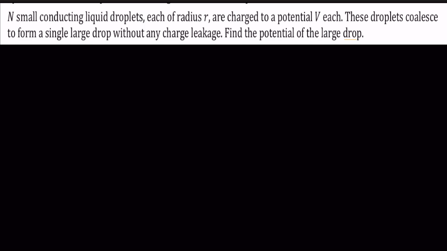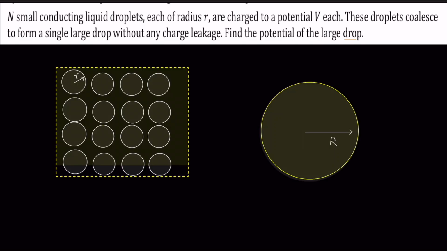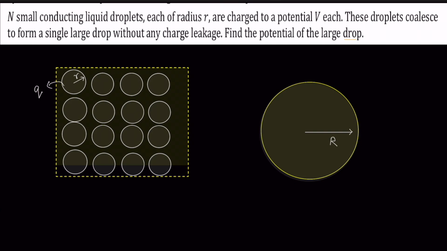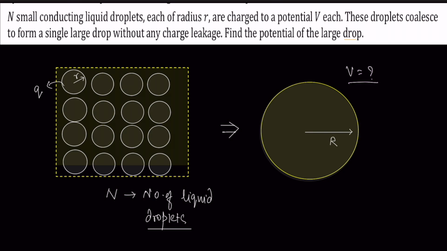So let's understand this question with a figure. As you see in this figure, according to the question, we have n number of small conducting liquid droplets, and each of these liquid droplets has, let's take, the charge q, and the total number of droplets is n. So when we combine all these droplets into a single large droplet, the radius will become capital R. So we have to find the potential of this large sphere.